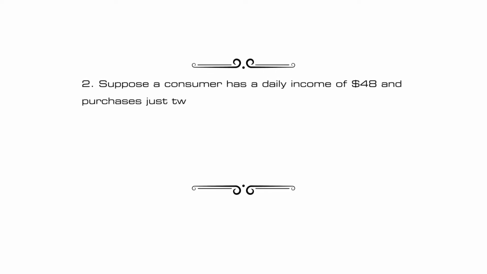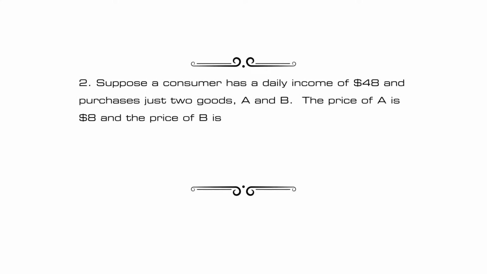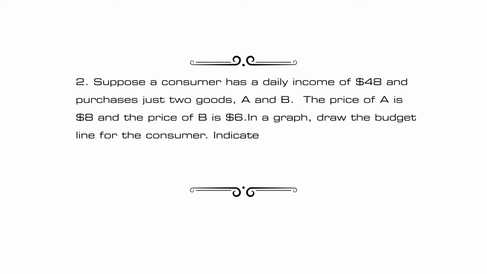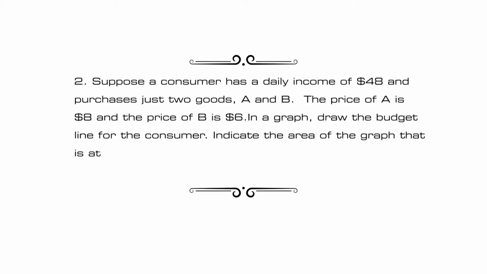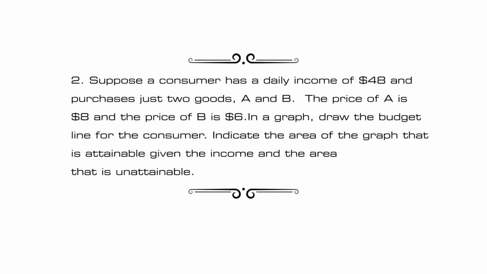2. Suppose a consumer has a daily income of $48 and purchases just two goods, A and B. The price of A is $8, and the price of B is $6. In a graph, draw the budget line for the consumer. Indicate the area of the graph that is attainable, given the income, and the area that is unattainable.